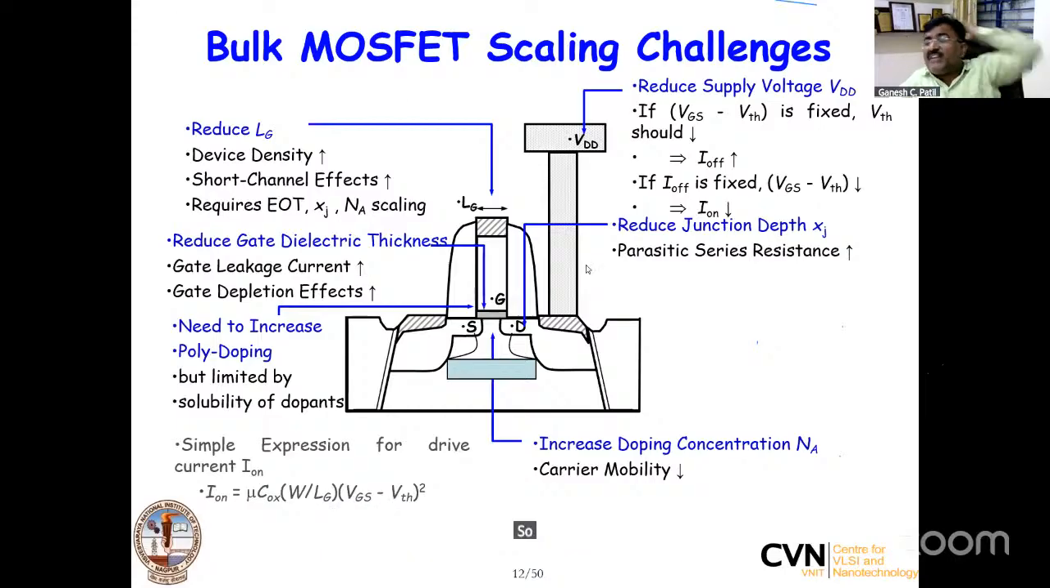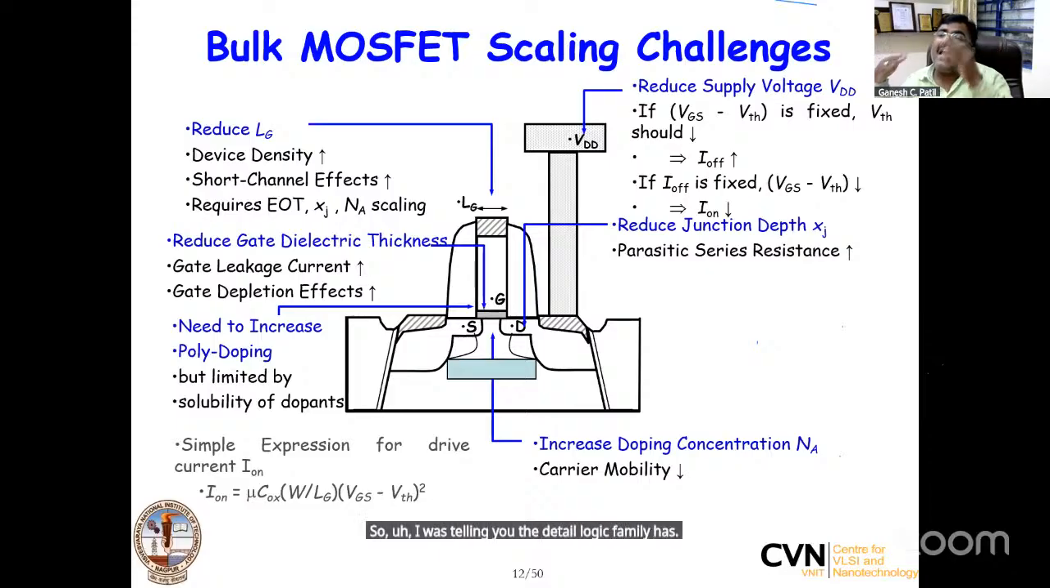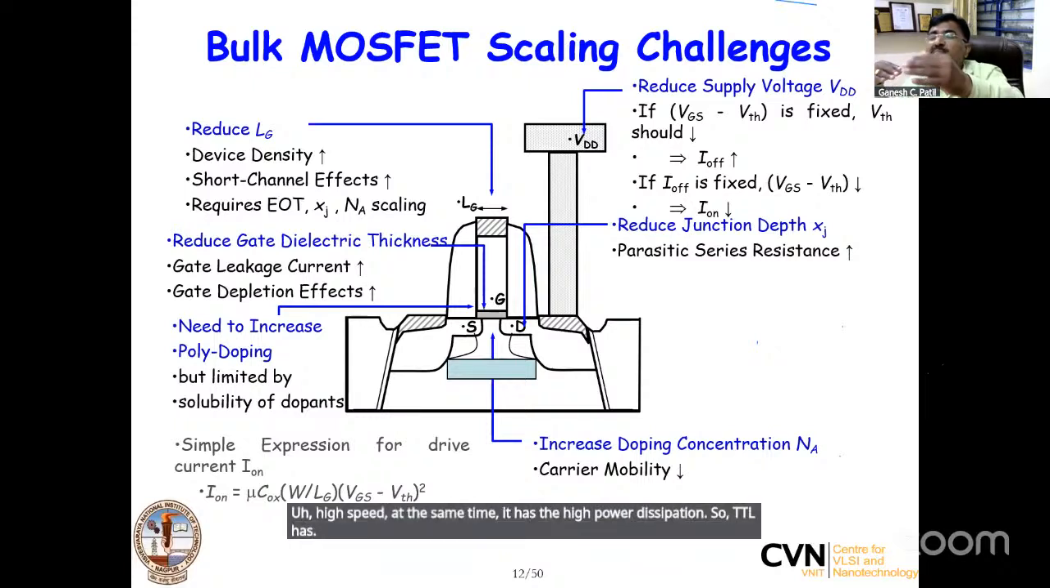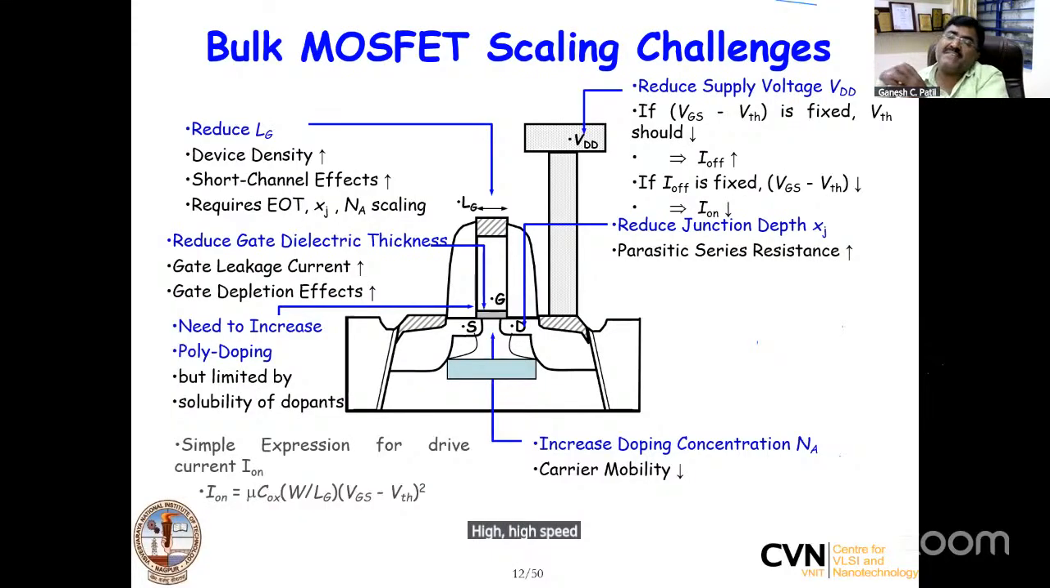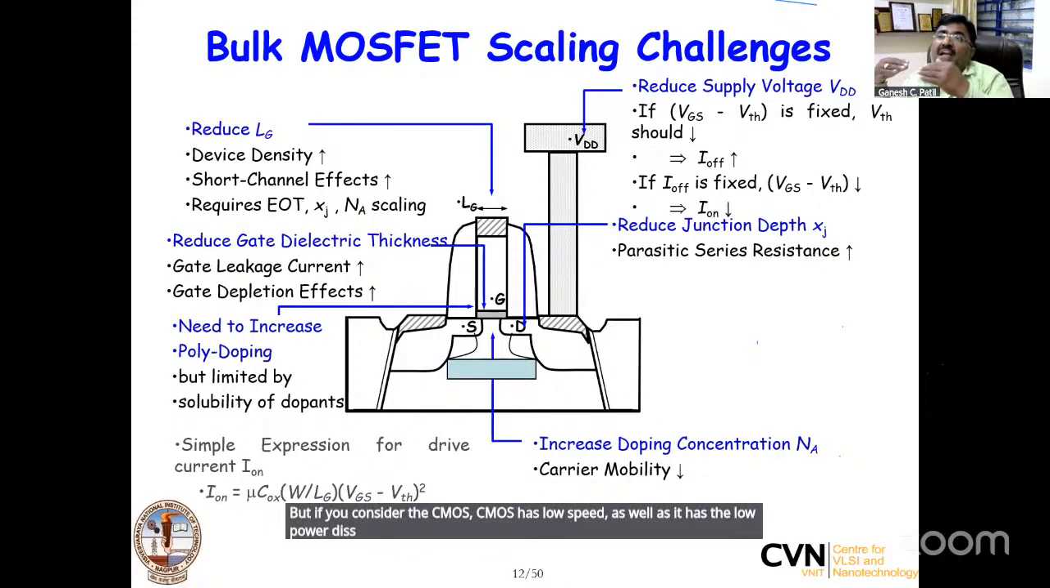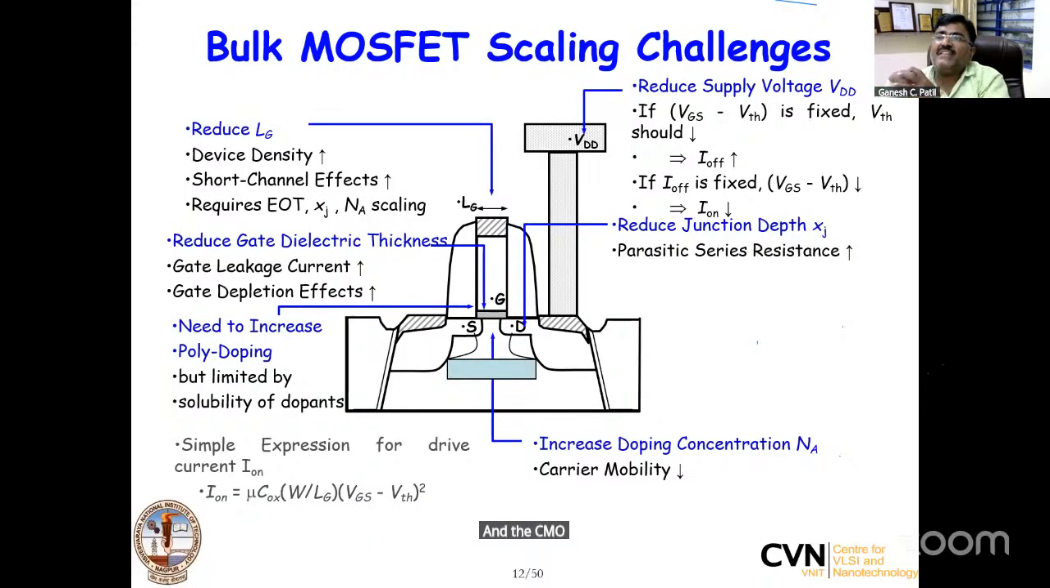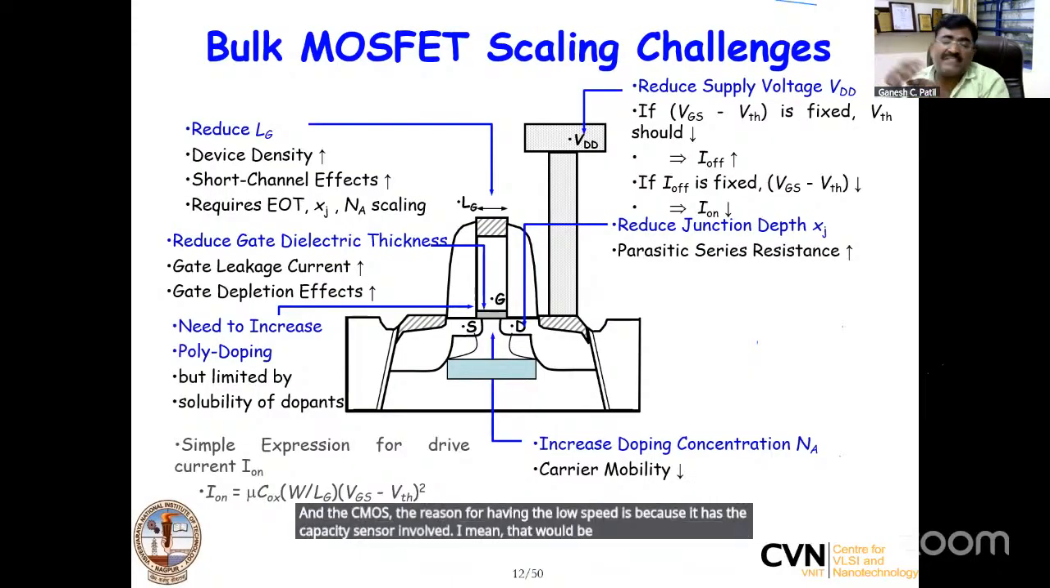So I was telling you the TTL logic family has high speed, at the same time it has high power dissipation. But if you consider the CMOS, it has low speed as well as low power dissipation. And the reason for CMOS having low speed is because capacitances are involved, I mean parasitic capacitances are involved.